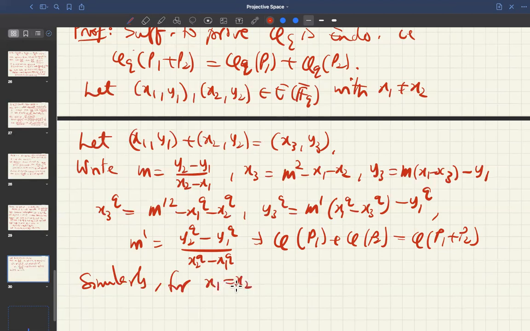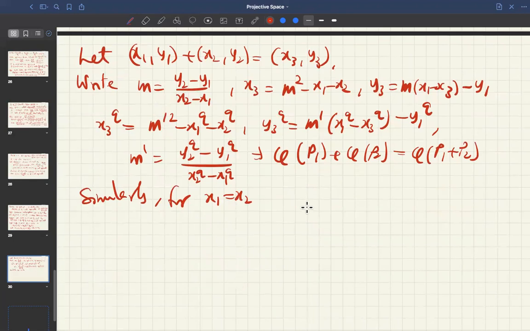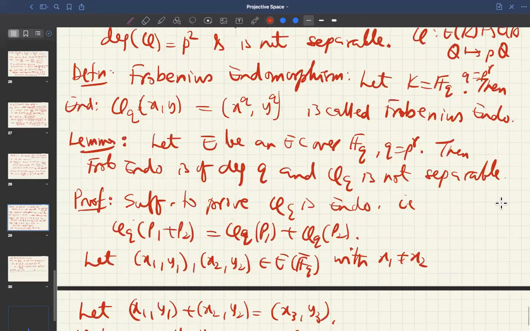When x1 equals x2, in that case the slope is given by the tangent, and then you are done. So once we do it, we can prove the following proposition. Among all endomorphisms, one of the important endomorphisms for finite fields is this Frobenius endomorphism, which is of degree q and which is not separable.